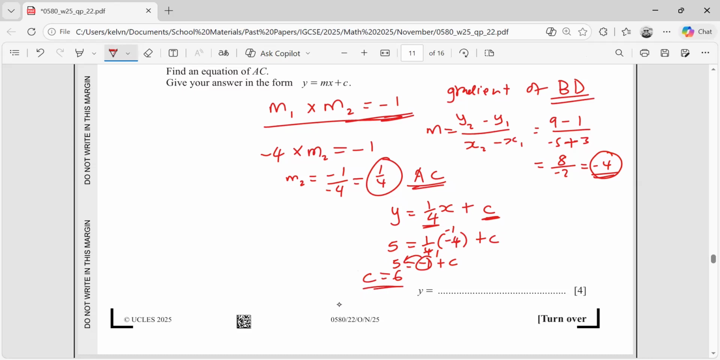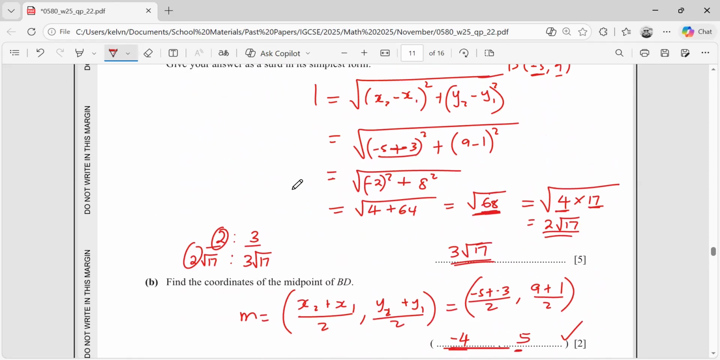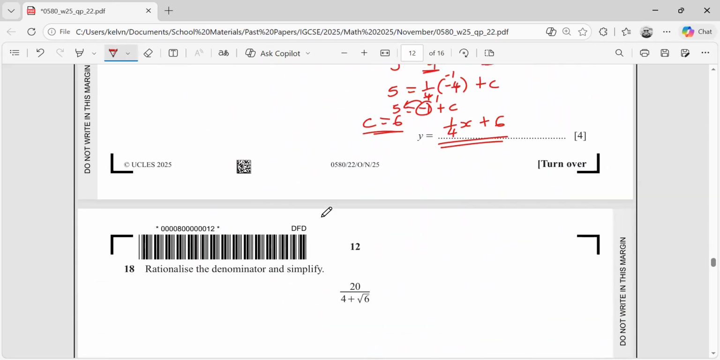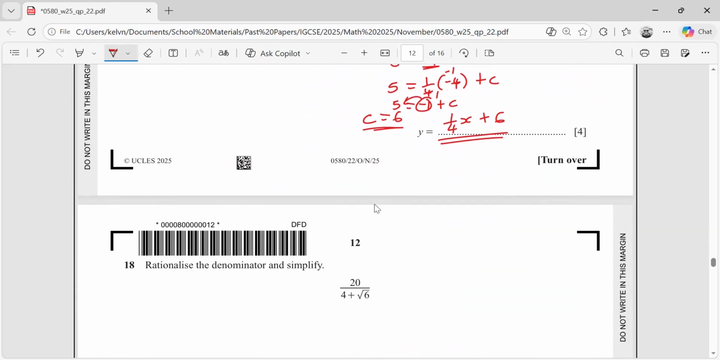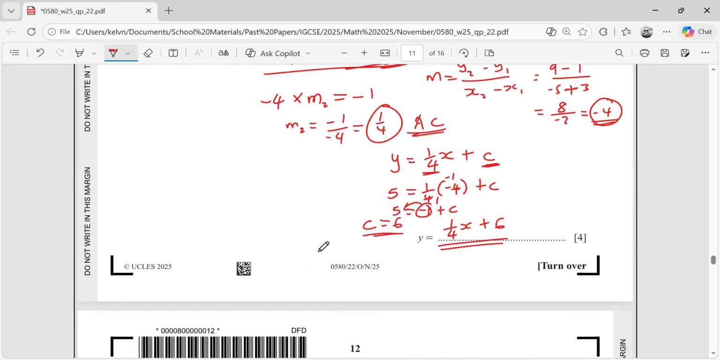My brain is working very, very fast. So C is 6, and therefore our equation is now complete: 1 over 4 x plus, now instead of C, we're just going to write 6. That's our equation. So you really need to get good at coordinate geometry here. This paper tested almost everything in your syllabus. But once you get really good at this, you are able to handle any paper that comes.